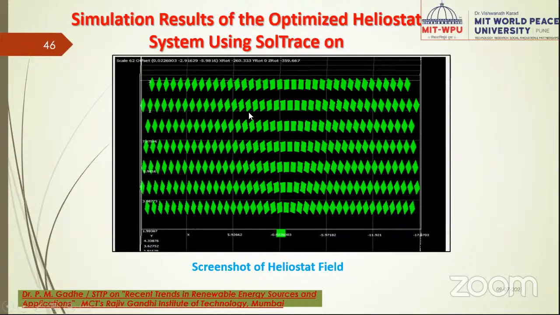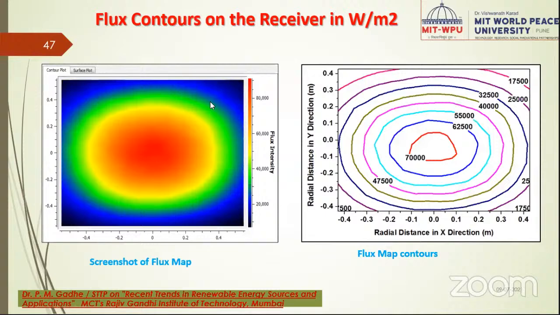Again, we have simulated this in the Soltrace software. Still, we have not fabricated it. So we have simulated it so we can have the feel of that system: how will the flux distribution be? You can find out the flux distribution in the Soltrace software, and you can predict the performance of your system. Also, you can find out the receiver size based on these flux values, so you can easily design the receiver or find out the optimum size of the receiver.